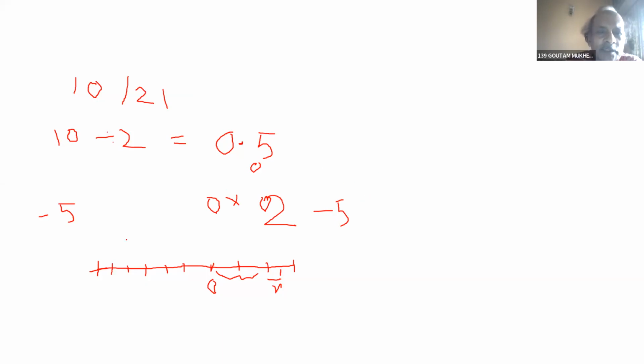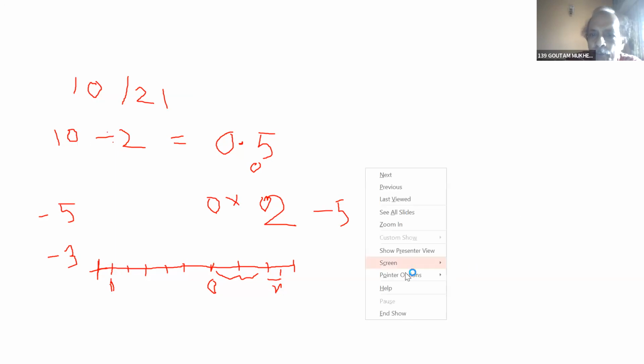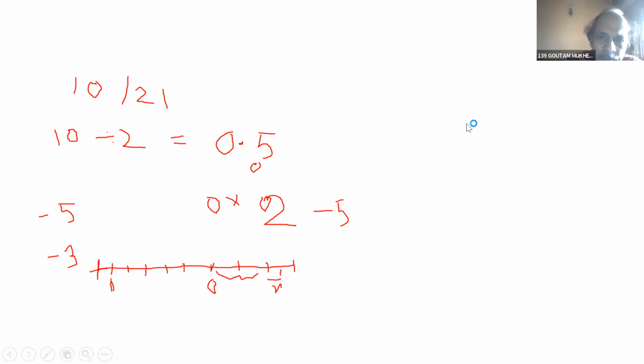So because of this -5, what is that? -5 is here: 1, 2, 3, 4, 5. Okay, so actually this -6 is divisible by 2, so we get the result -3. Mind it, the remainder is always positive. The quotient can be positive or negative, but the remainder is always positive. That is the idea.